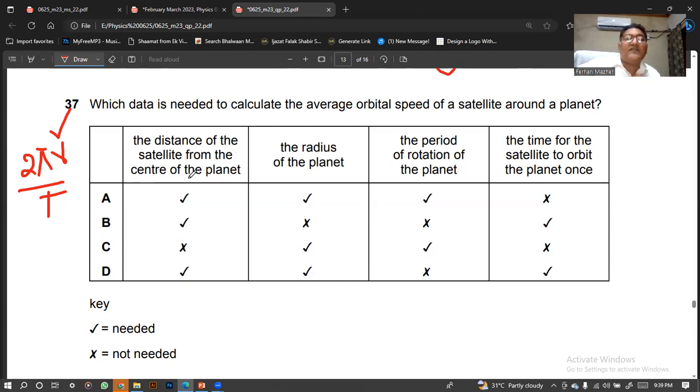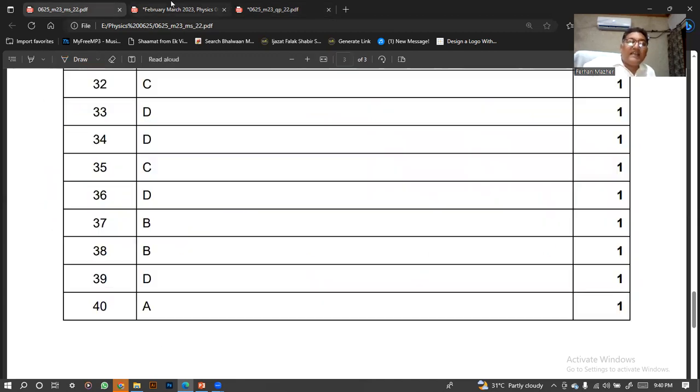The distance of the satellite from the center of the planet, yeah, that can be. The radius of the planet, that is not required. The period of the rotation of the planet, this is not required. The time for the satellite to orbit the planet once, this is required. So I think B is the right option, sir. Question number 37, B is the right option.